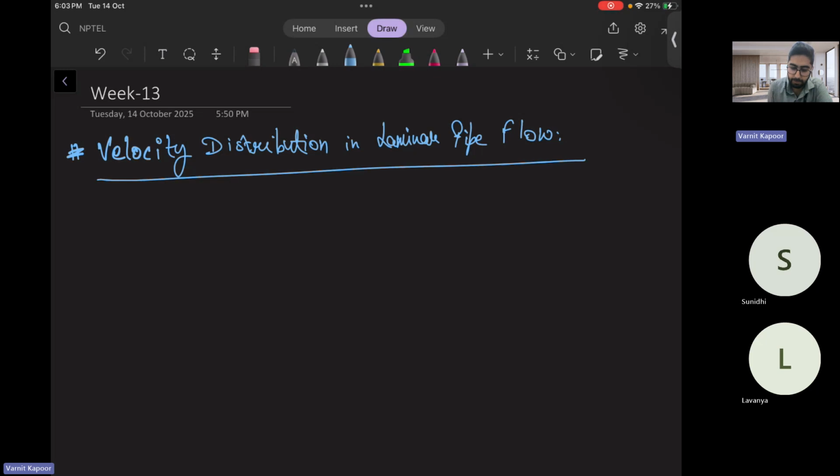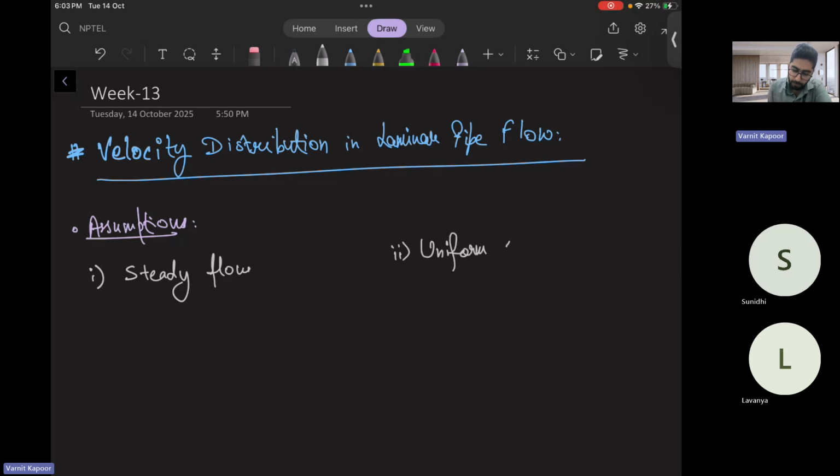Again, we have some assumptions as we did last time. I'll just write once again. The first one is the flow is steady flow, uniform flow, third is viscous laminar flow, and the flow should be fully developed.